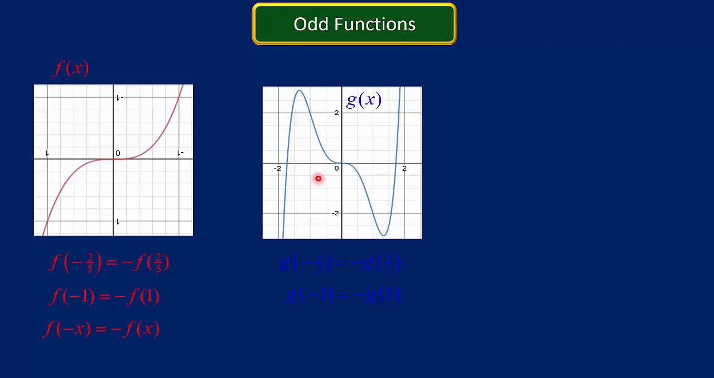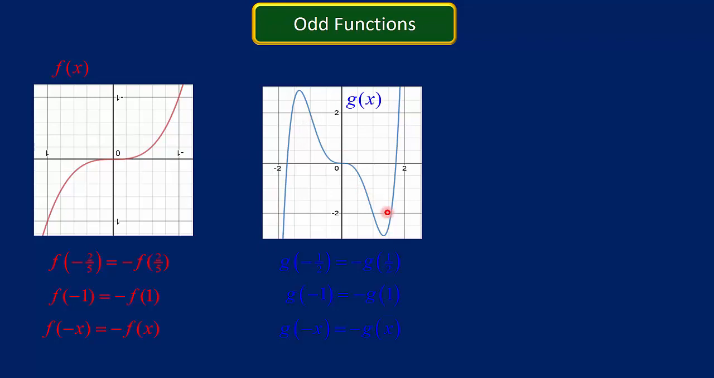I could do the same thing for 1. Here I've got g of negative 1. I go up here, g of 1, down by the same amount, only in the opposite direction. And in general, g of negative x equals negative g of x. That would be true for all of these values. When that happens, we have an odd function.